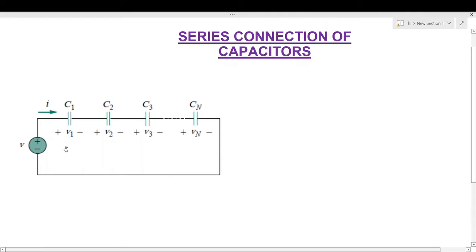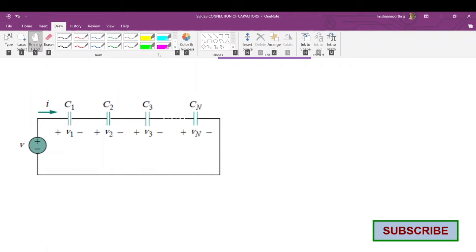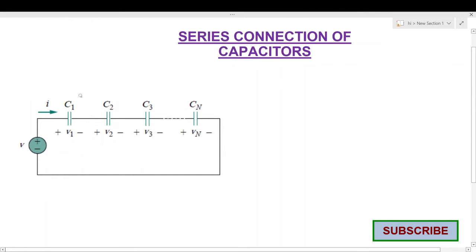To find out the equivalent capacitance of this circuit, we need to apply Kirchhoff's voltage law. Kirchhoff's voltage law states that in a closed loop circuit, the algebraic sum of voltages is equal to 0. In this circuit, we have voltages V1, V2, V3, Vn and V, that is the supply voltage. We are going to apply Kirchhoff's second law in this circuit. For that, we need to draw a loop like this.